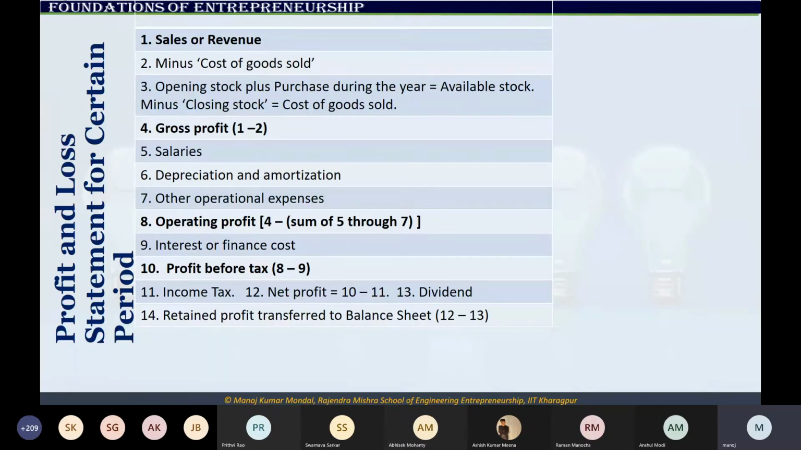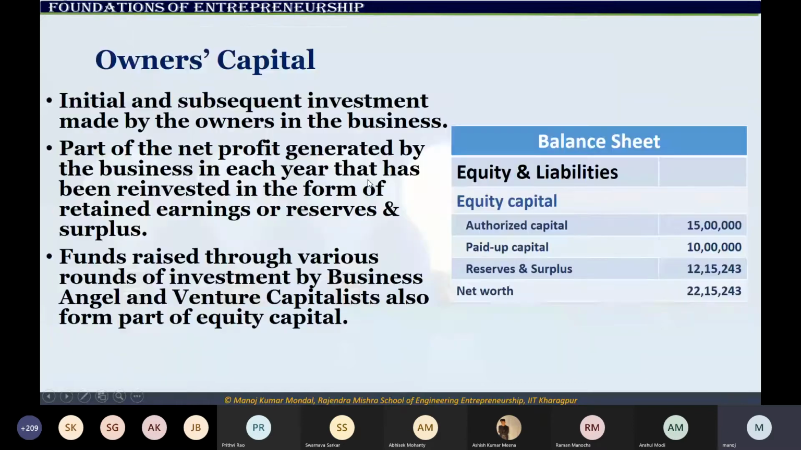So here it is given: profit before tax, before that depreciation and amortization. Gross profit minus salaries, depreciation, amortization, other operational expenses, then you get operating profit. Minus interest, you get profit before tax. Minus income tax, you get net profit. Minus dividend, you get retained profit. But before dividend, with net profit, you add back depreciation and amortization to get cash profit. I have not shown it here, but maybe I'll show it somewhere. Okay, so far, so much about depreciation and amortization.